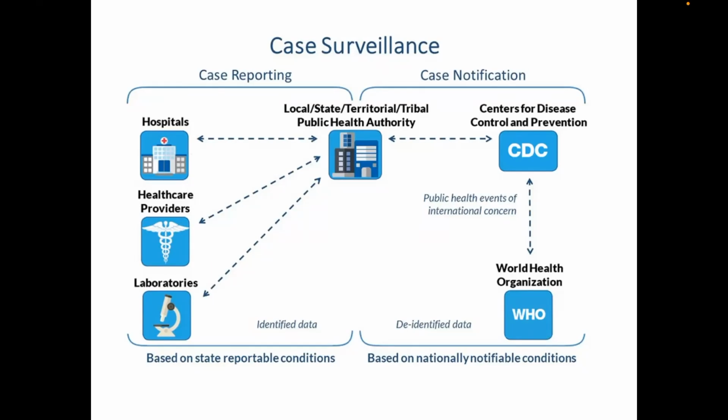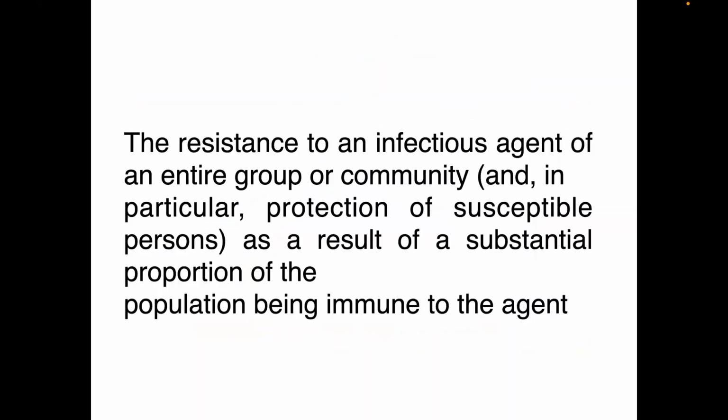And one classic example here is when we test for the PCR for COVID. When someone is positive, whether they were tested in a hospital or a healthcare facility, the laboratory now coordinates with the hospital and the local authorities to report the case. This is now sent to the higher agencies. In our case, it's the DOH for case notification. Public health events of international concern would now involve CDC and the WHO. So this is for the case surveillance.